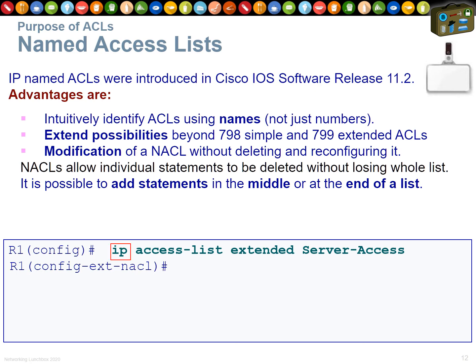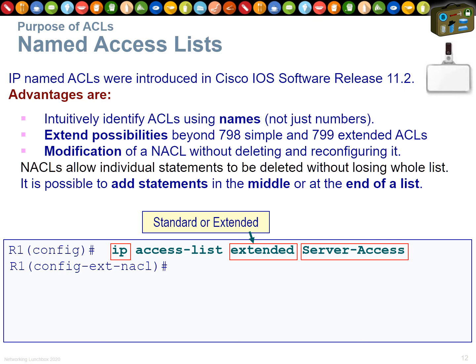The way we can tell that a named access list is a named access list is because it starts with the command ip. Standard numbered access lists just start with access-list, but a named access list starts with ip access-list. So we call it extended, because that's what we're doing, standard or extended, and then we give it a name. Make it a name that makes sense to you.